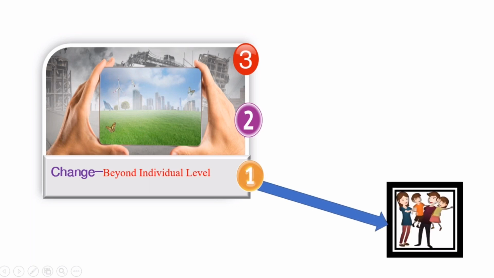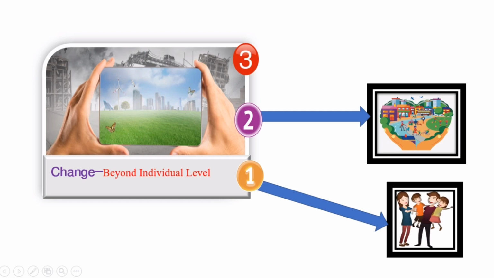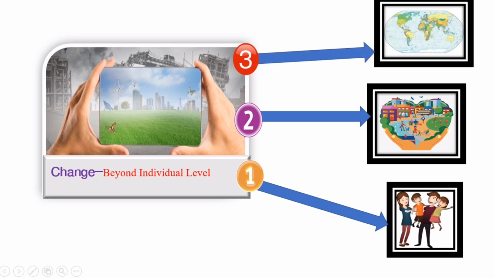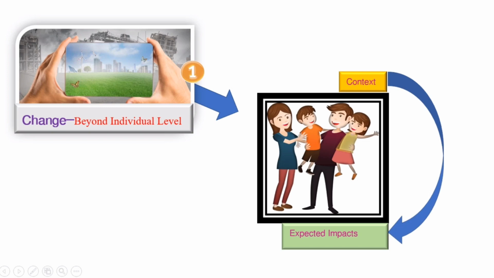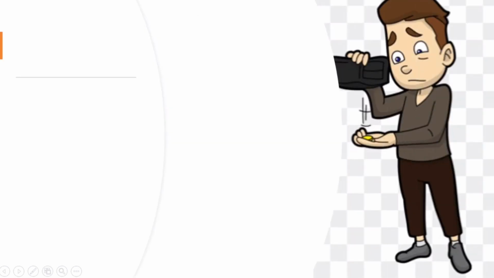I also have three things for you to consider. One, change at the family level. Two, change at the community level. Three, change at the country or global level. Okay, now let's examine them one by one. We look at the context of the family first, then we can generate the expected impacts.